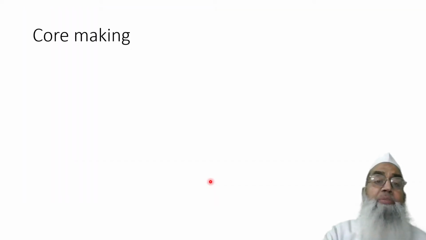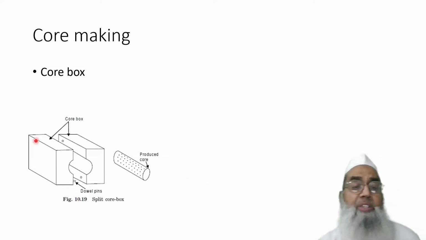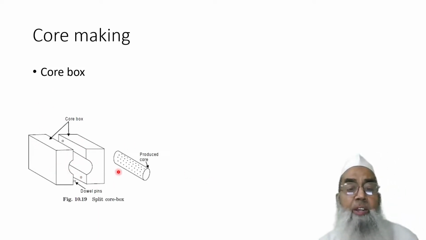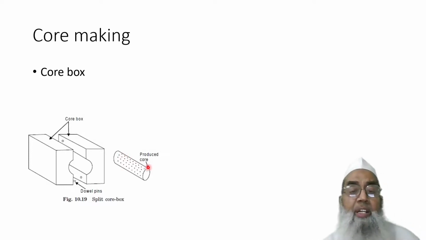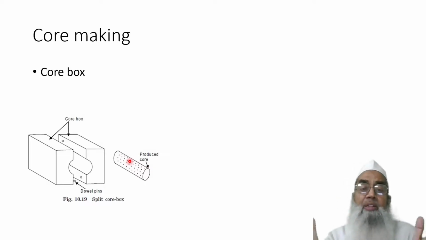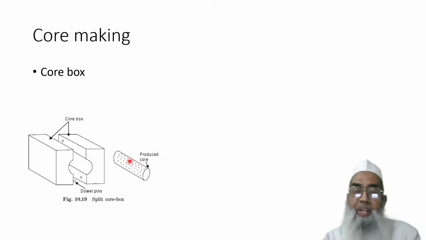Now, we need to make a core with the help of a core box. This is a split type core box. The size of the core is that with the extended portion on both ends, the core print we know, that length is also to be incorporated. The total length is the distance we need, plus the length of the core print on both sides.